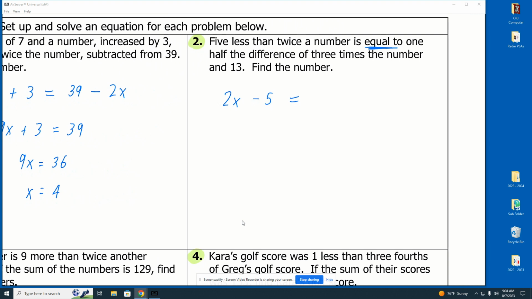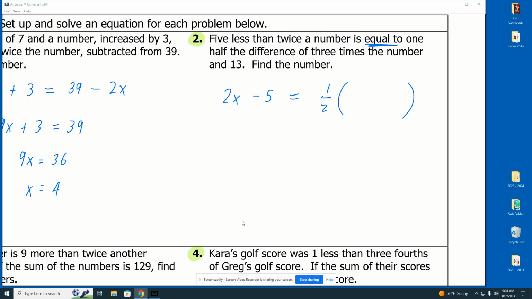Would y'all rather do 1/2 of a quantity as 1/2 with parentheses, or would you rather do 1/2 as some fraction bar over 2? Parentheses? Okay, so I'm going to do 1/2 a quantity. And what's happening in that quantity? What word did they use is happening in that quantity? Difference. Difference means we are subtracting.